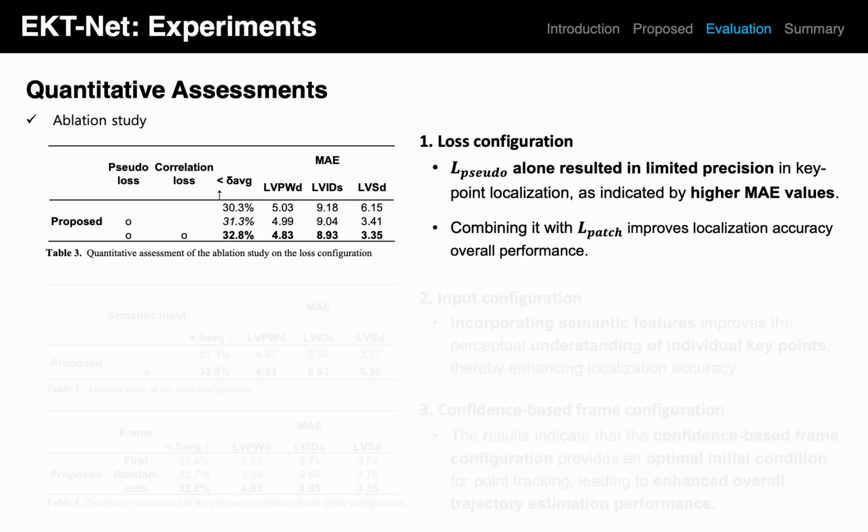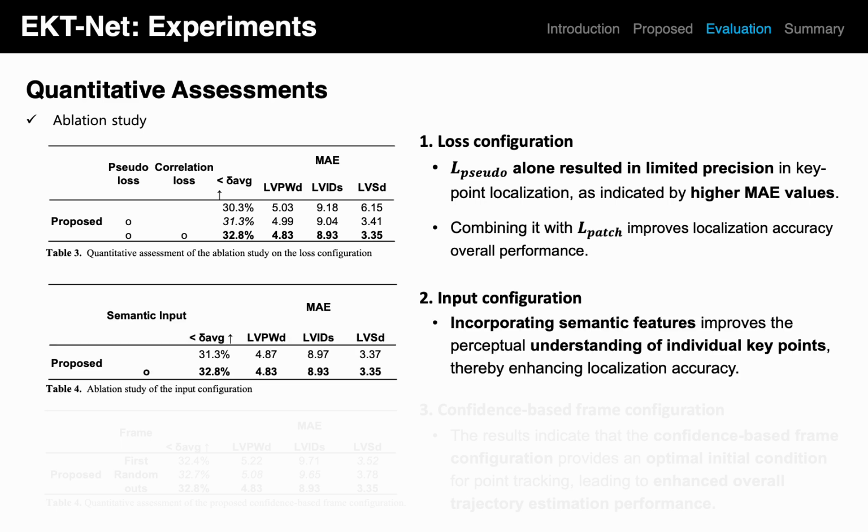We conducted extensive ablation studies. First, loss configuration. Using only the pseudo-optical flow loss provides coarse alignment. However, combining both losses achieves the best performance. This confirms the complementary nature of the proposed losses.